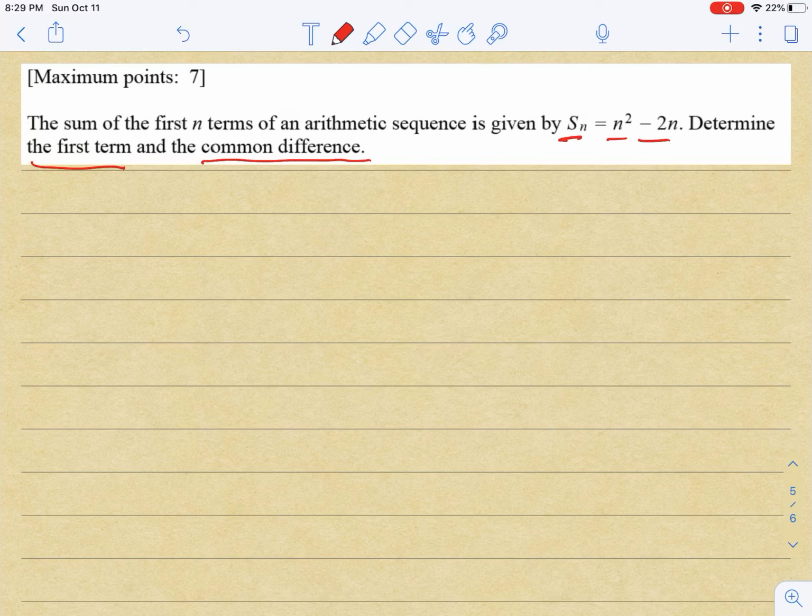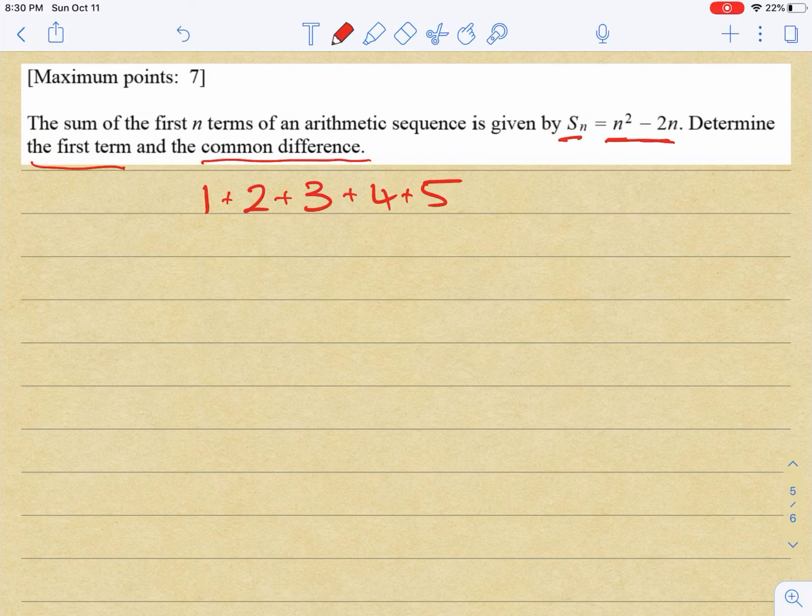Now, initially you might think to go to the formula for the general term of the sum of an arithmetic series. But actually, if we think of a most simple arithmetic sequence, the sum of the first 5 terms, I'd do 1 plus 2 plus 3 plus 4 plus 5. This is just a very simple example. It's not this one here.